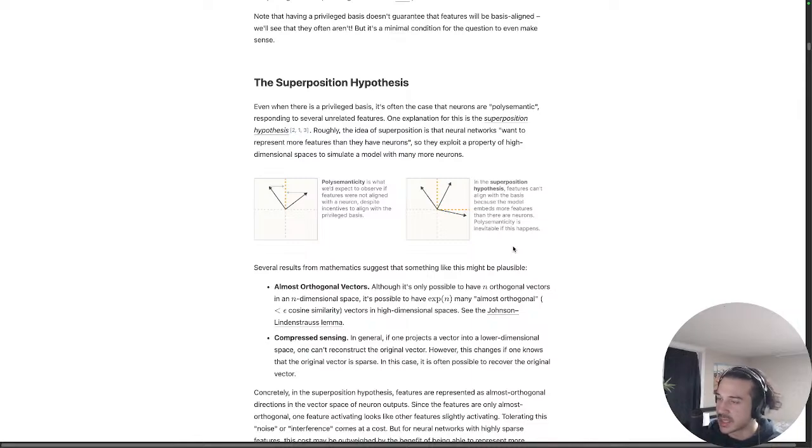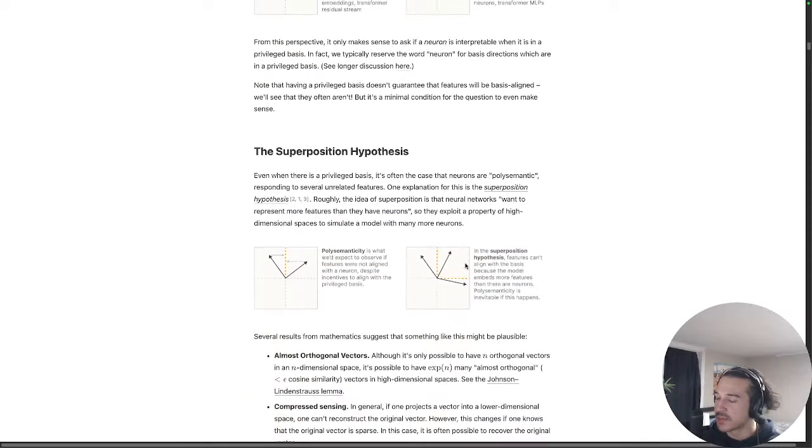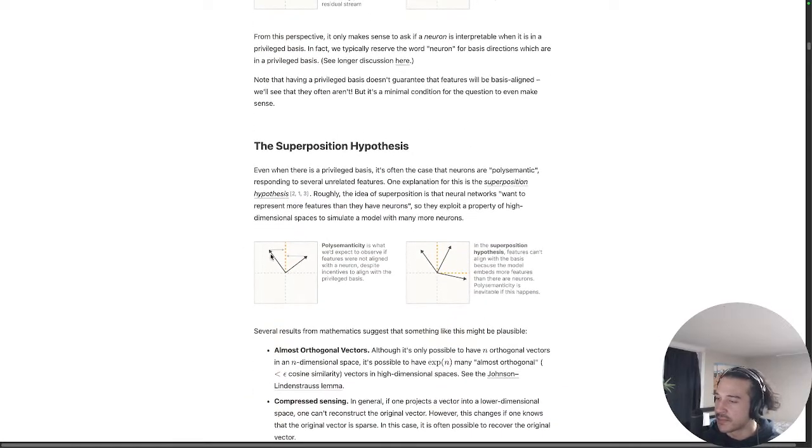And here we see in the diagram the same two non-privileged basis vectors from before at an angle, or maybe it's not the same, but the idea is these two vectors going off connect to each other orthogonally but are not on a privileged basis, and there are arrows bringing them in to the y-axis.